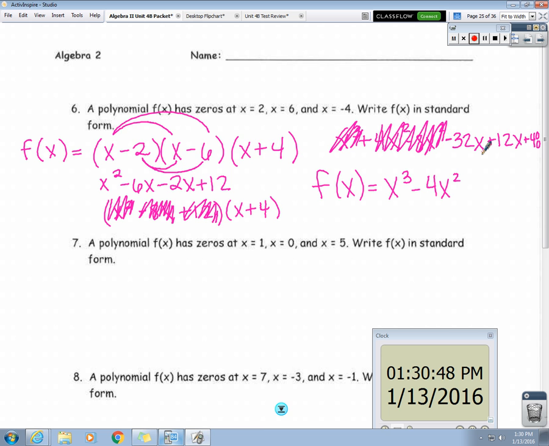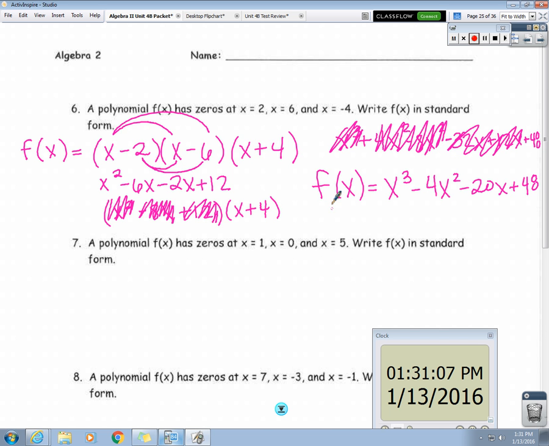Then I move on to the linear terms. Can you combine that with anything? Plus 12x. What's negative 32 plus 12? Negative 20x, right? And then we have one constant, so we just bring it down. Plus 48. Any ideas how we could check to make sure we've done everything right?